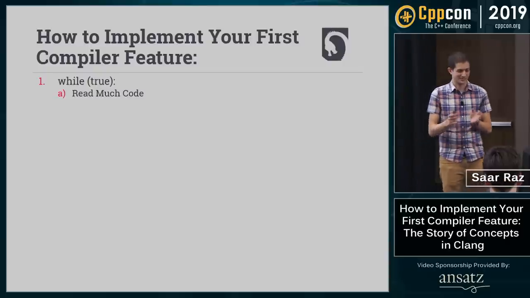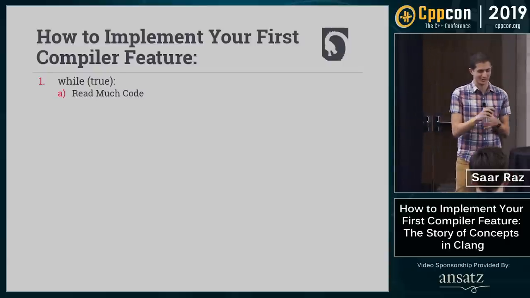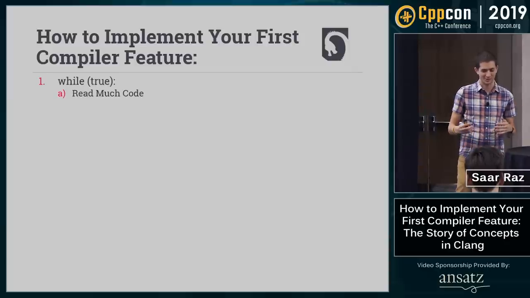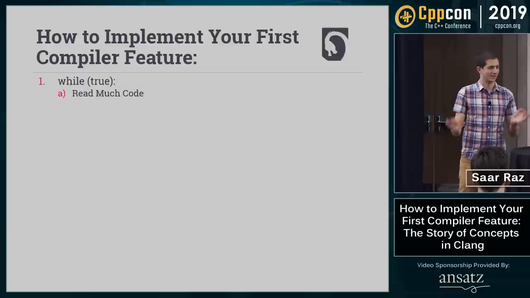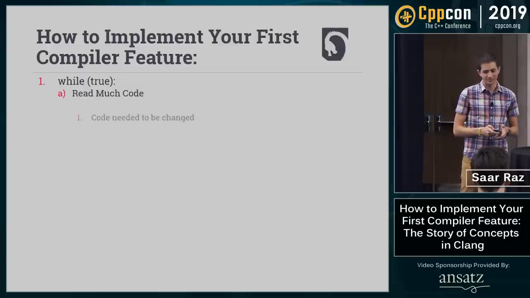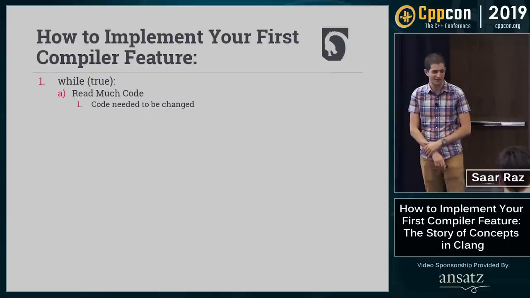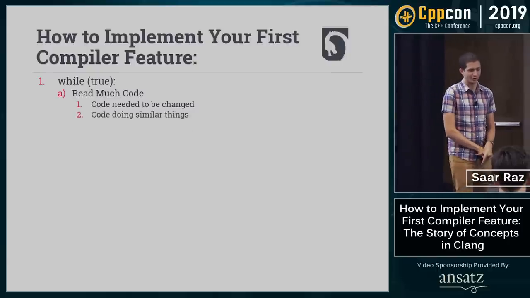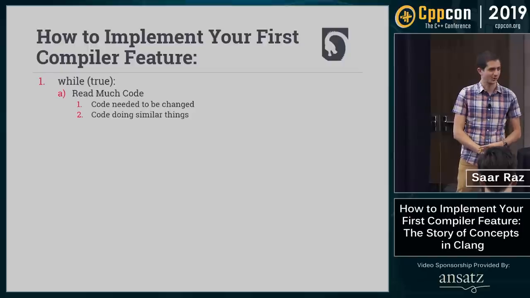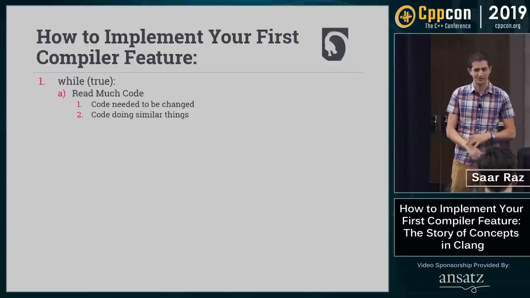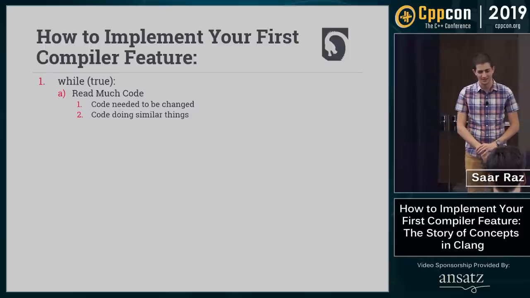The basic thing you need to do when you try to implement a compiler feature, or how it usually works when I try to implement even a part of concepts, for example: I start by reading a bunch of code. Could be the code that needs to be changed, understanding the code around the place you need to change, or code doing similar things. And there's probably always a piece of code that does a similar thing to what you're trying to achieve somewhere in the code base.